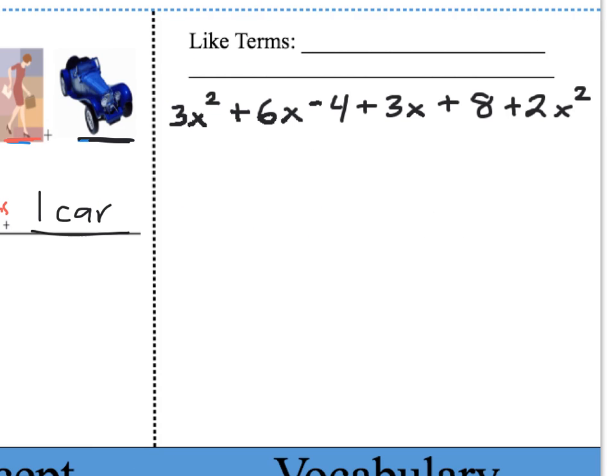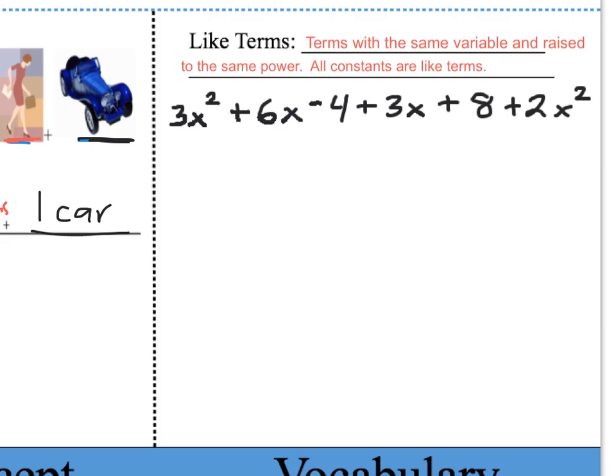The vocabulary I want you to know is called like terms. Like terms are terms with the same variable and raised to the same power. Also, like terms are constants. So any type of constants will be like terms.